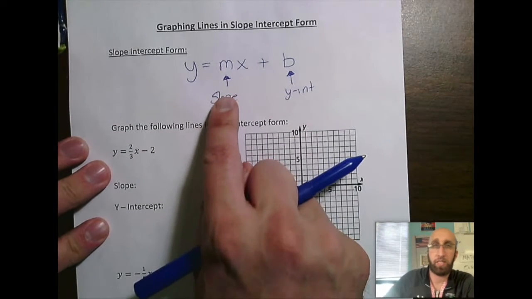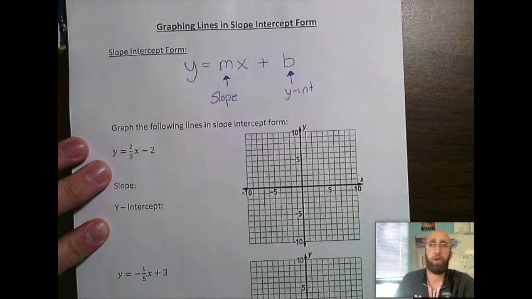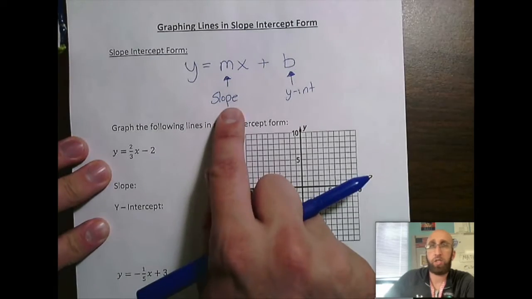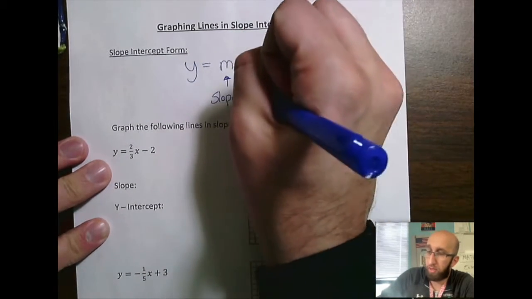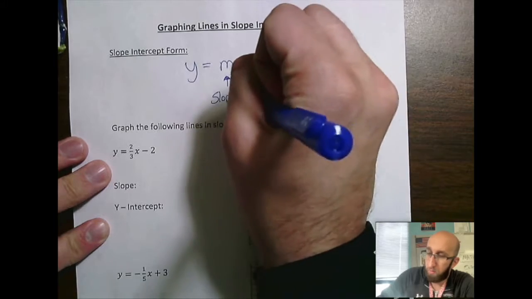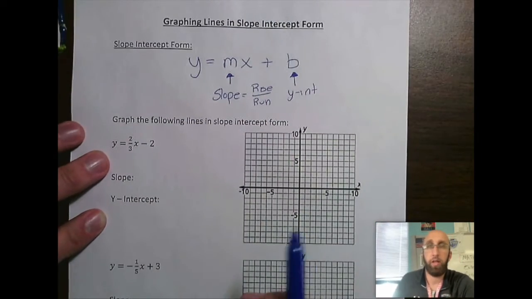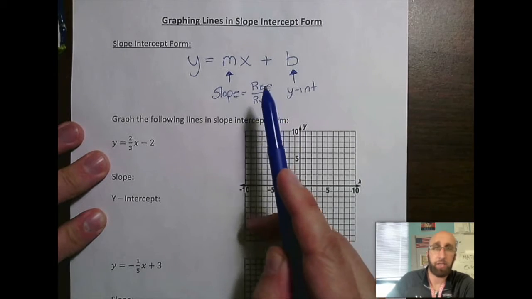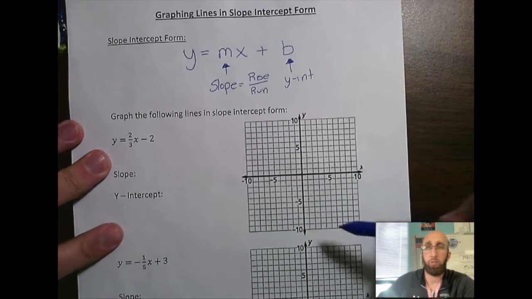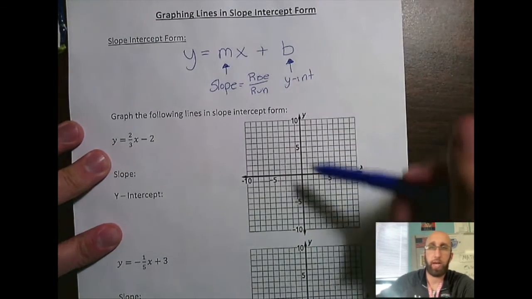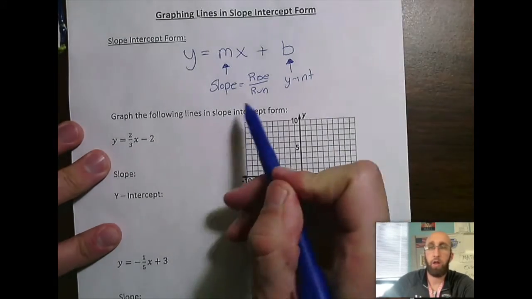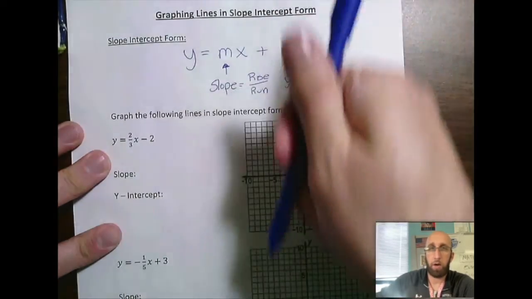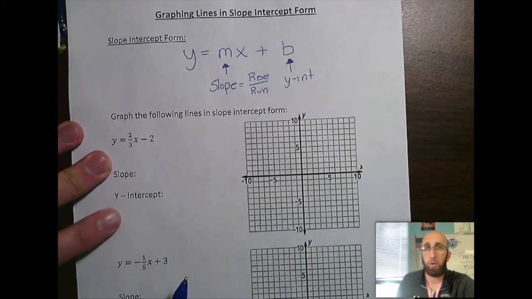The other piece is the slope, and the slope is really going to drive how to create this whole line. The slope is, again, that number in front of x. What's super crucial here is that you want to think rise over run. It's a number that we want to represent as a fraction if possible. The top number tells you whether you should be going up or down. The run, the bottom number, is how many you should be going to the right. So rise is up and down, run is how many you go to the right.